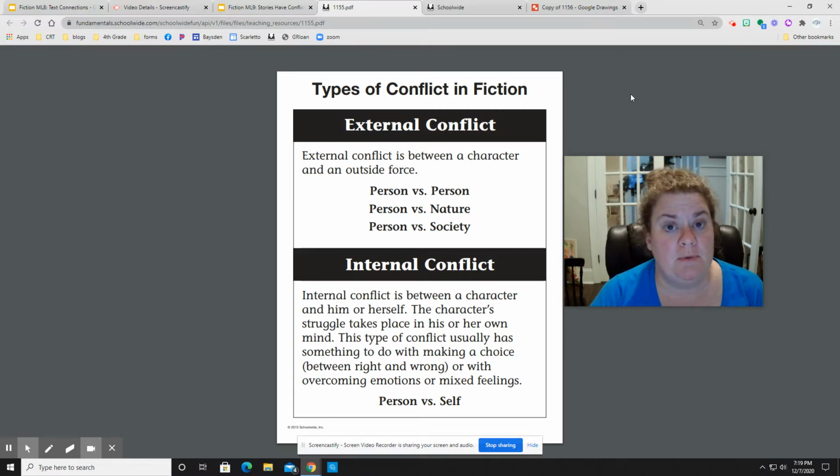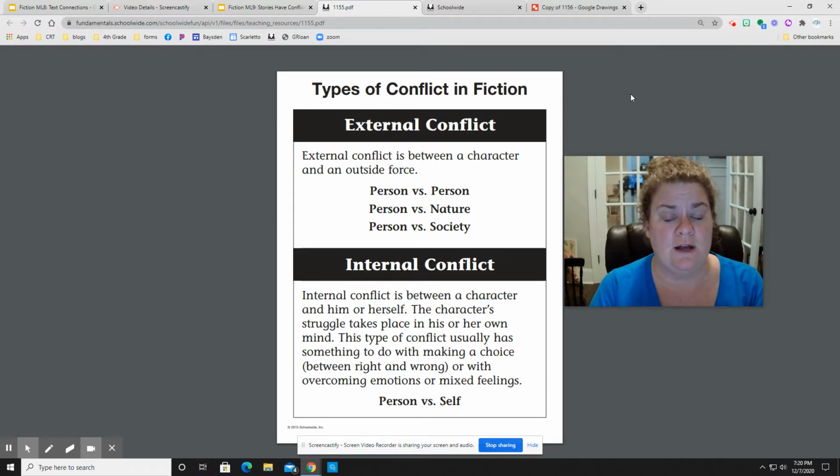And then you also have person versus society. And so this is where your character is working against a group of people. This makes me think of the story Ban That Book, where our main character is working against the school board. And she is trying to get her favorite book off the banned book list because they decided it's inappropriate for students. And so she has to work extra hard to get her favorite book back in the library. And so that's her person versus society book.